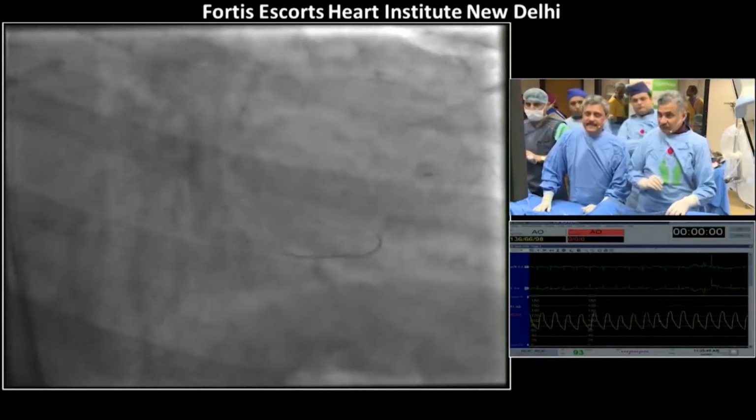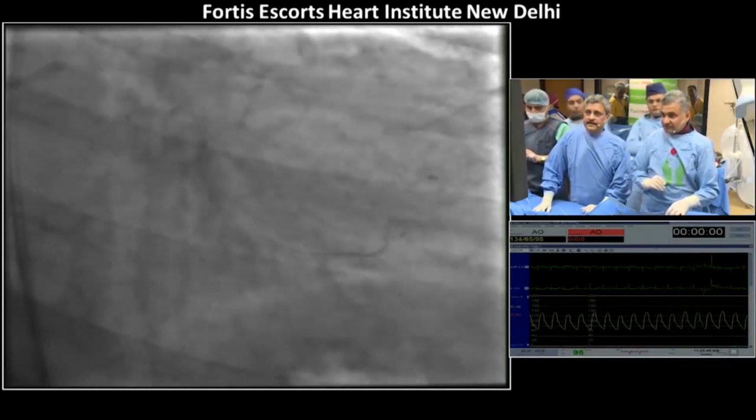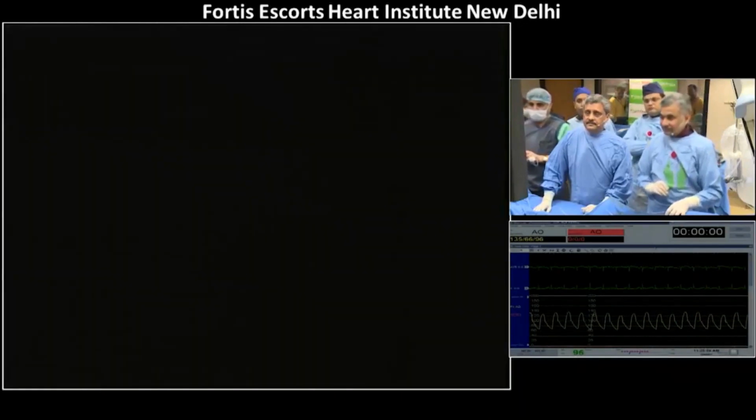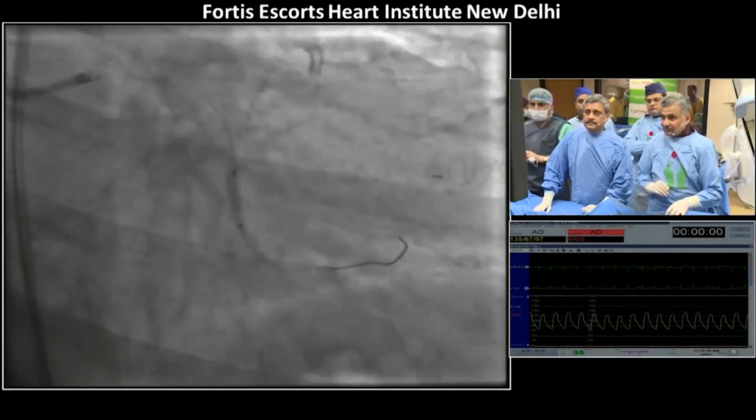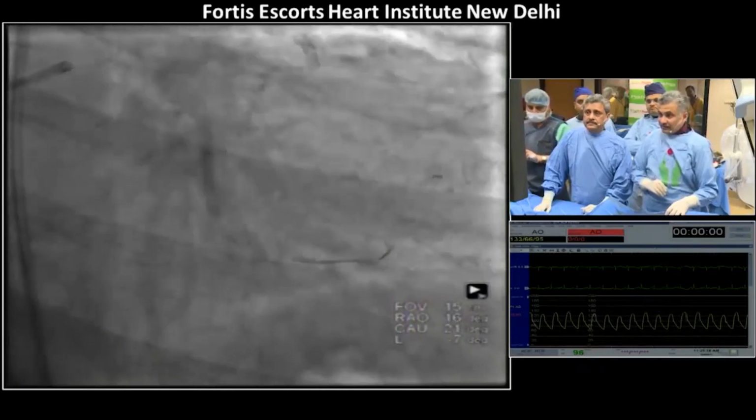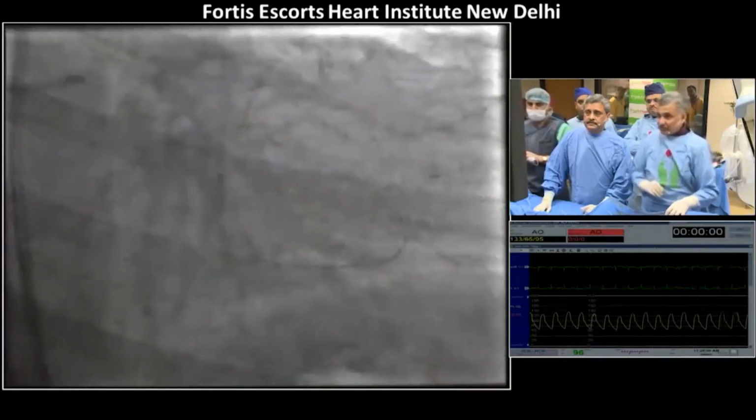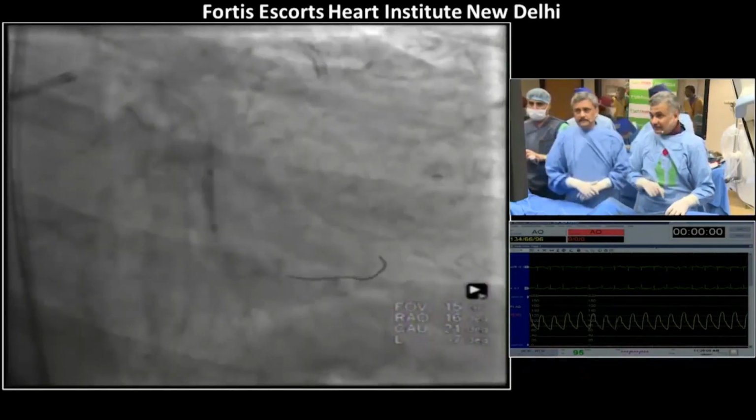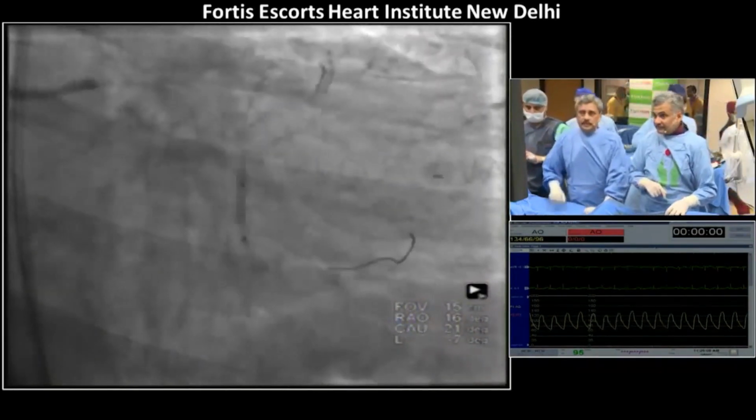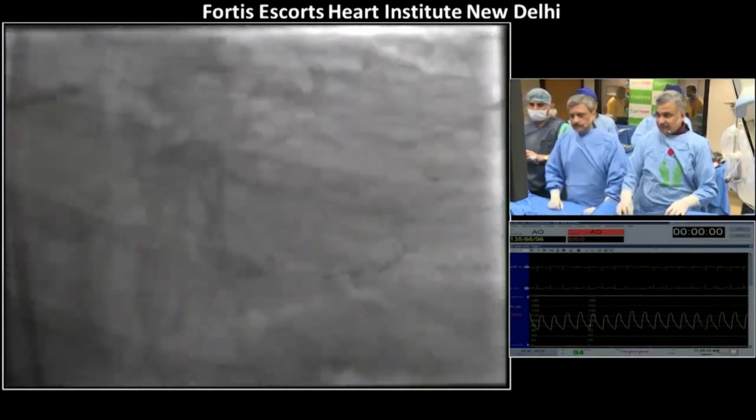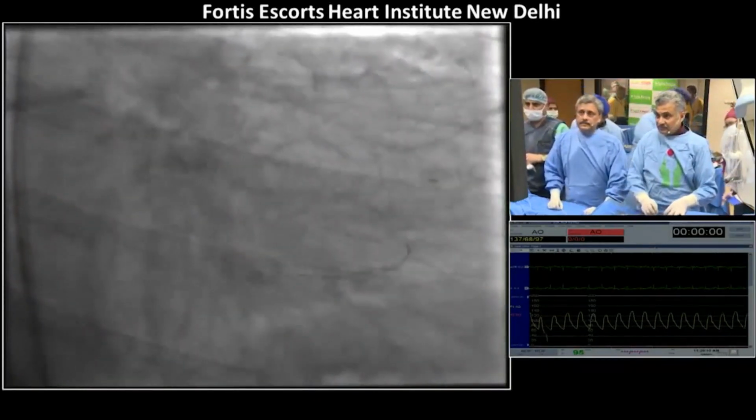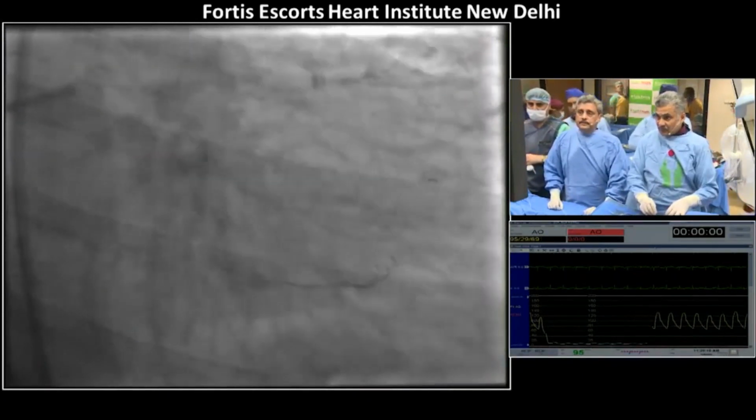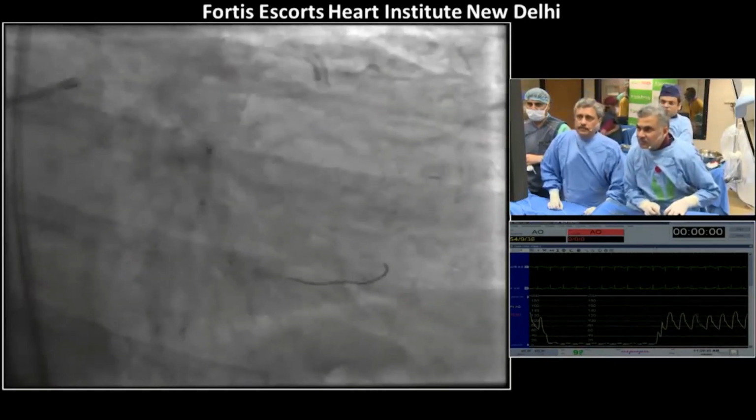Right now she's been sedated because she was having a lot of discomfort while lying on the table. Now, you can notice the distal part of the balloon is not fully expanding. It's okay. Let's do a proximal dilatation also. Next, deflate. A little dilatation in the proximal part of the stent also.